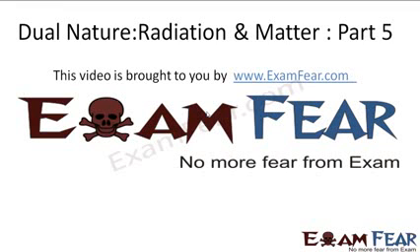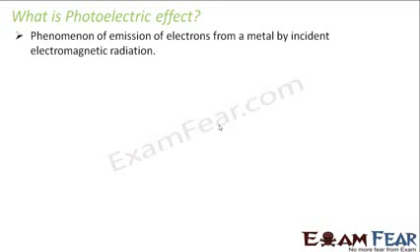Please make sure that you have watched all the videos till part 4 before going ahead with part 5. So what is photoelectric effect? The phenomenon of emission of electrons from a metal by incident electromagnetic radiation, right? So that is what we saw till now. Photoelectric emission was also the same thing, emission of electrons by incident electromagnetic radiation.